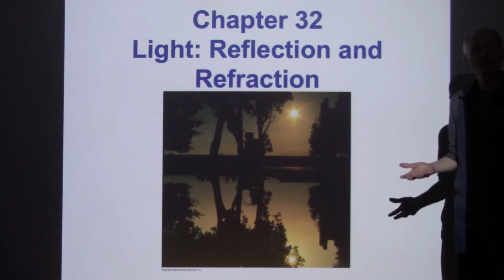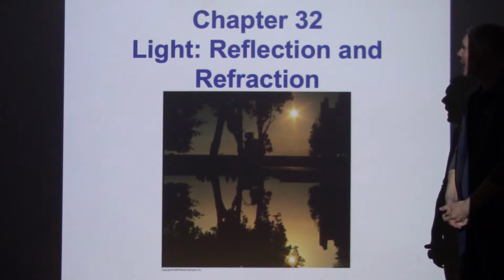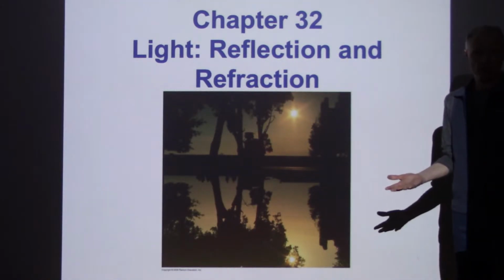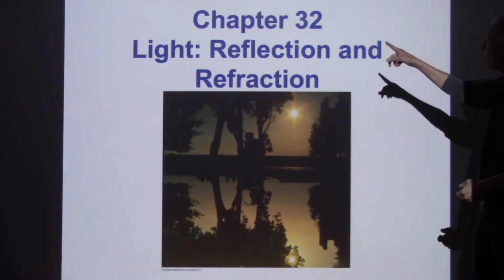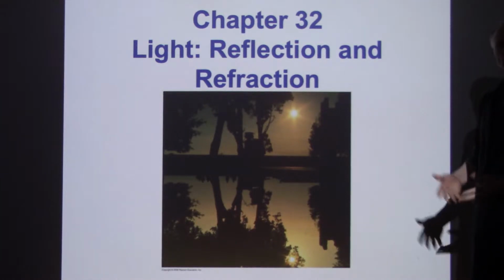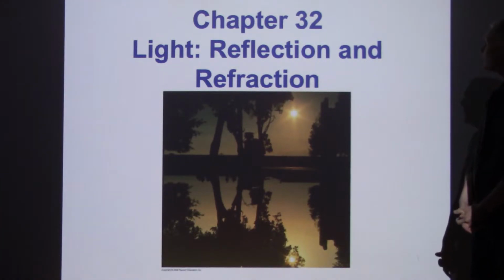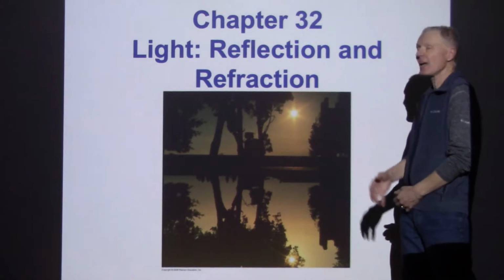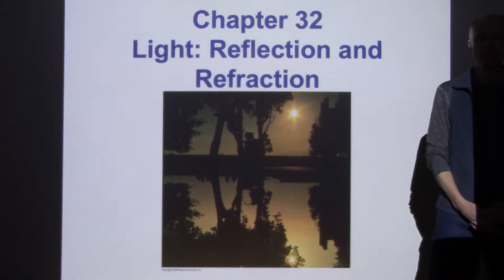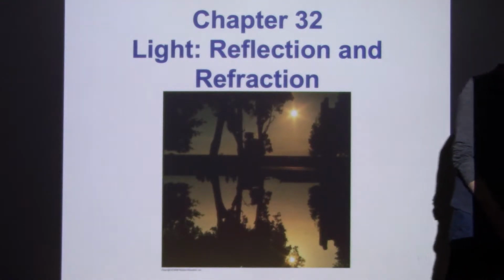We're going to start off Physics 4C, taking a look at light and some of the basic properties. So this chapter, chapter 32, our first chapter for the course, we're going to be looking specifically at reflection and refraction of light. So let's take a look and see what that's referring to.